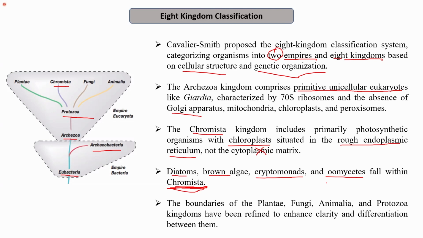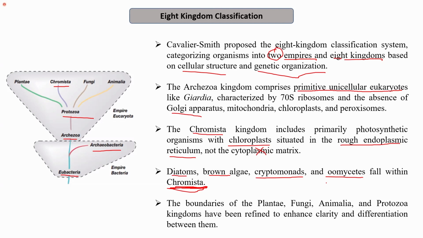So with the advancement, we can see that we are able to set the boundaries in a more appropriate, more refined way. Therefore, by setting the refined boundaries, we are able to put more similar organisms into the same kingdom. So this was the 8 kingdom classification, which was proposed by Cavalier-Smith.